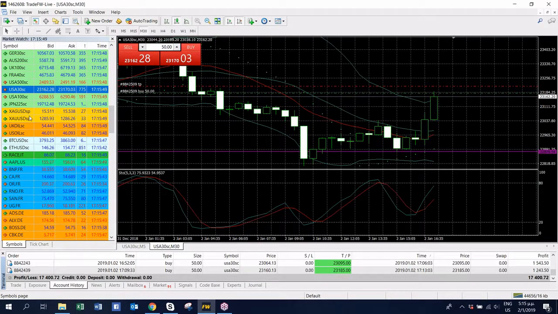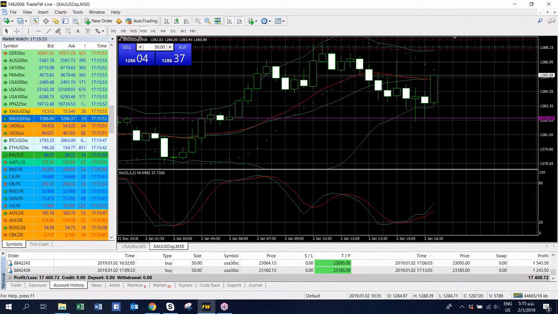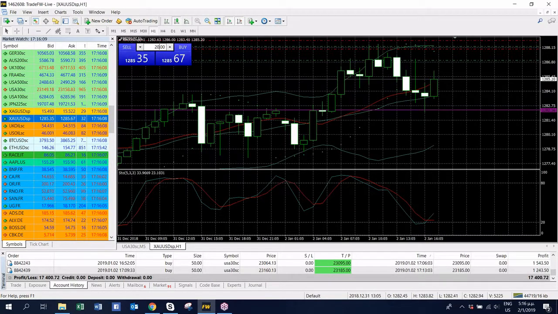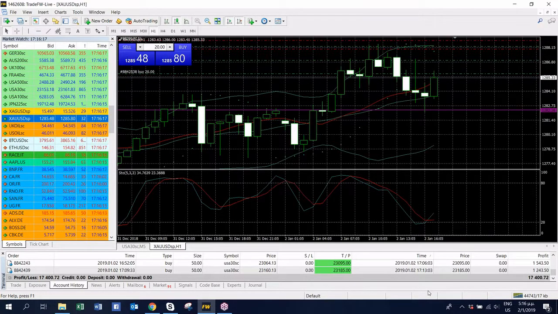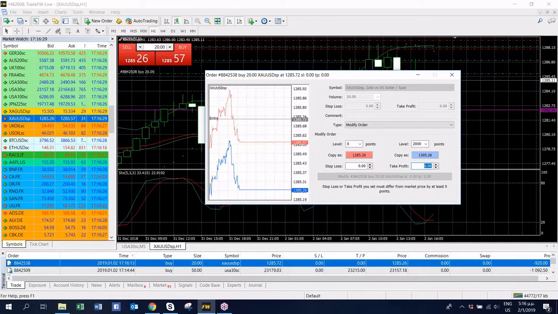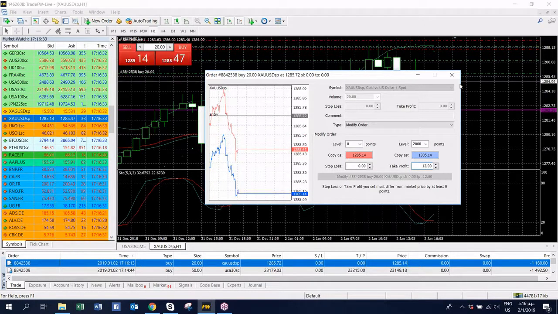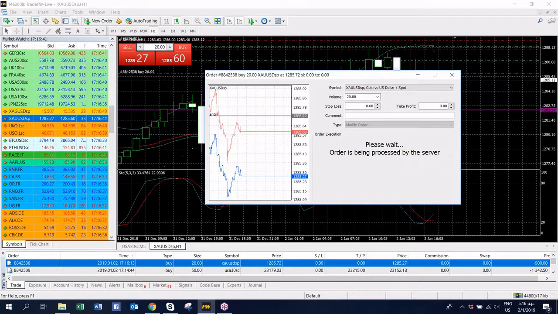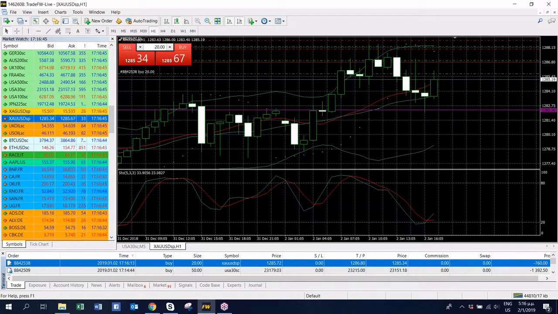On gold, what's going on gold? Guys, let's go for 20 more lots. I'm going again 20 more lots on gold. Okay, I'm buying 20 lots gold, guys. There we go. I just opened another 20 lots on gold. So here my take profit will be at the entry level of the previous one, which is at 1,286.80. Let's see, guys.